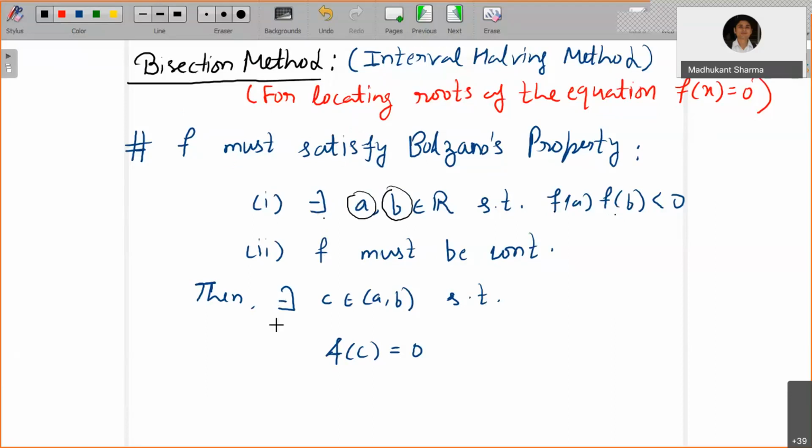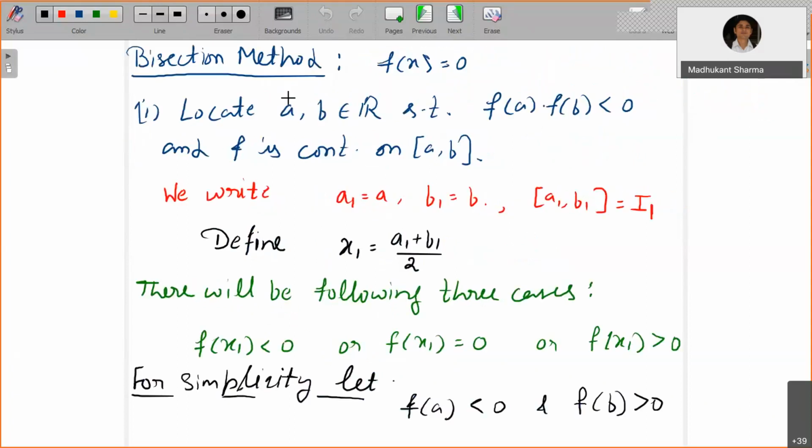Then Bolzano's property guarantees that you will always be able to find that C in A B such that f of C is 0. Now, how will this method work? So once you identify the interval A to B, then how will you proceed? So what you will do is, first, here are the steps now.